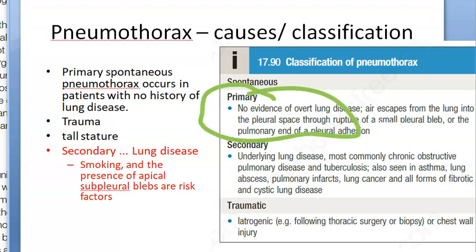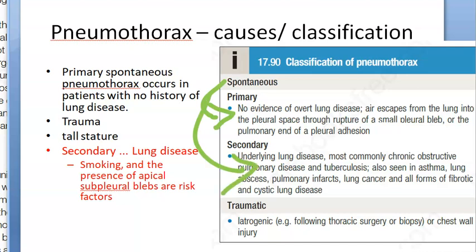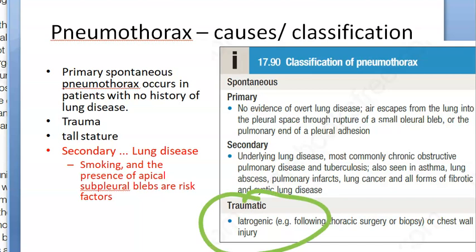So all these are coming under spontaneous. Spontaneous itself can be primary, and spontaneous itself can be secondary. Suddenly it will happen. Then traumatic. So one is spontaneous, by itself it is happening. Traumatic is because of trauma. So you have understood what is spontaneous and traumatic.